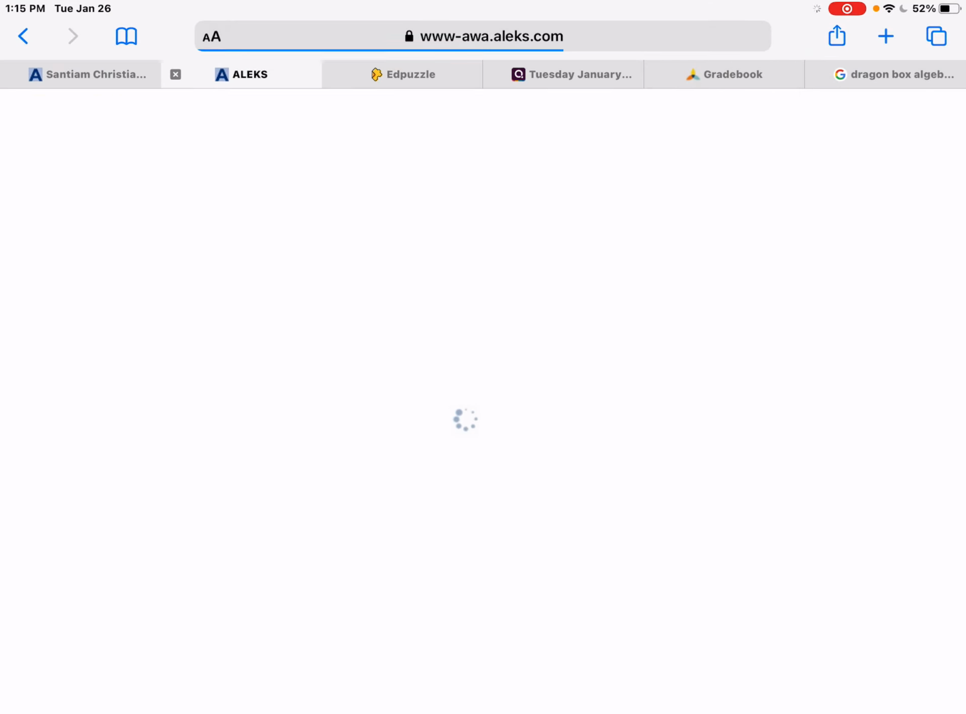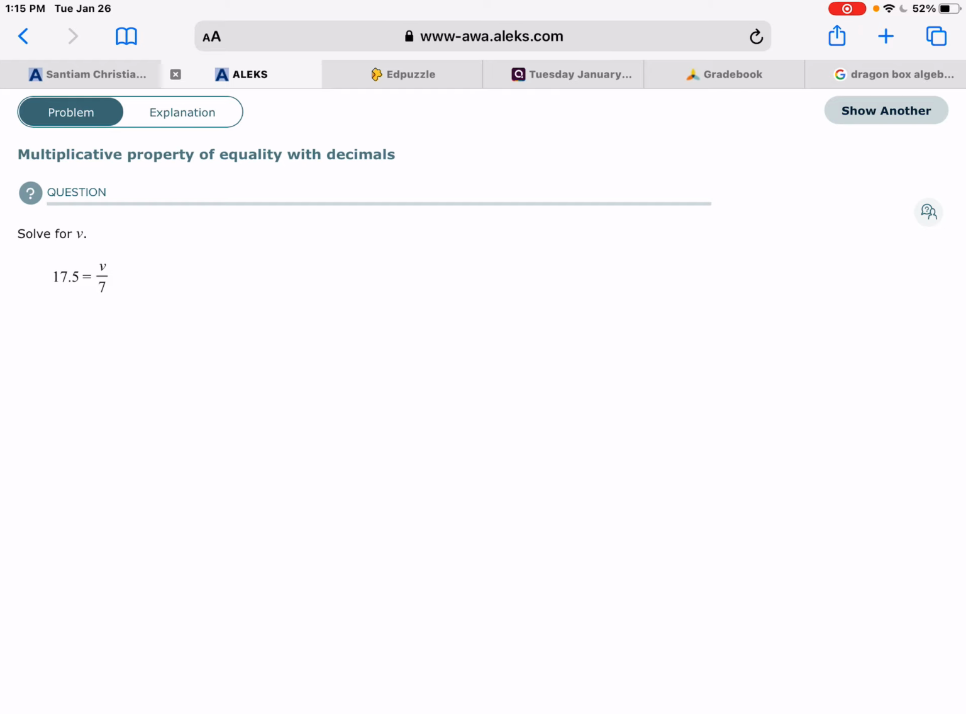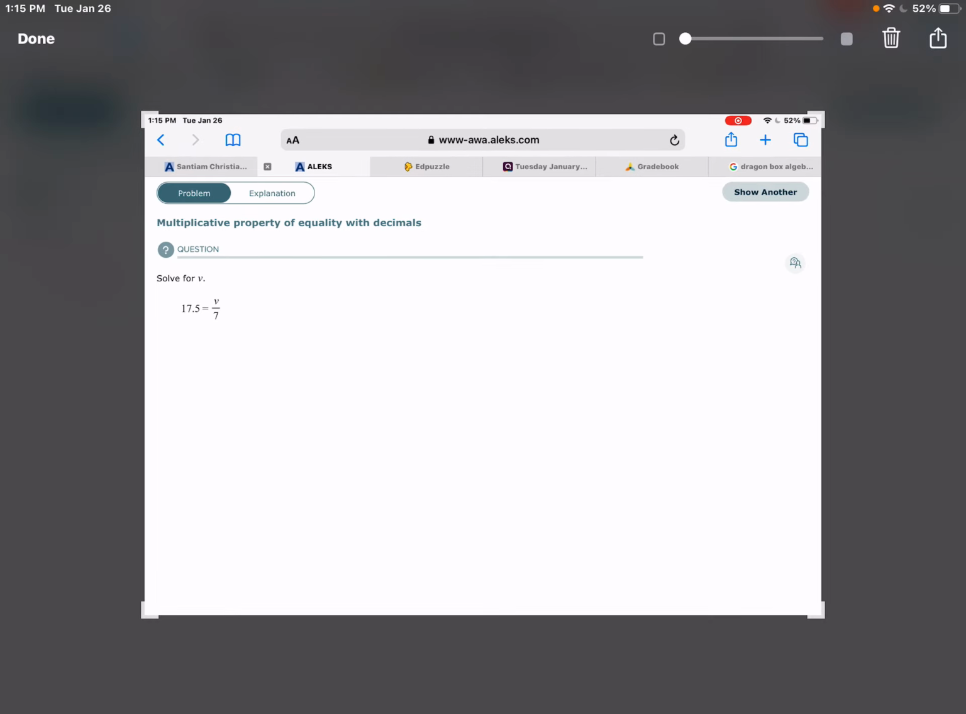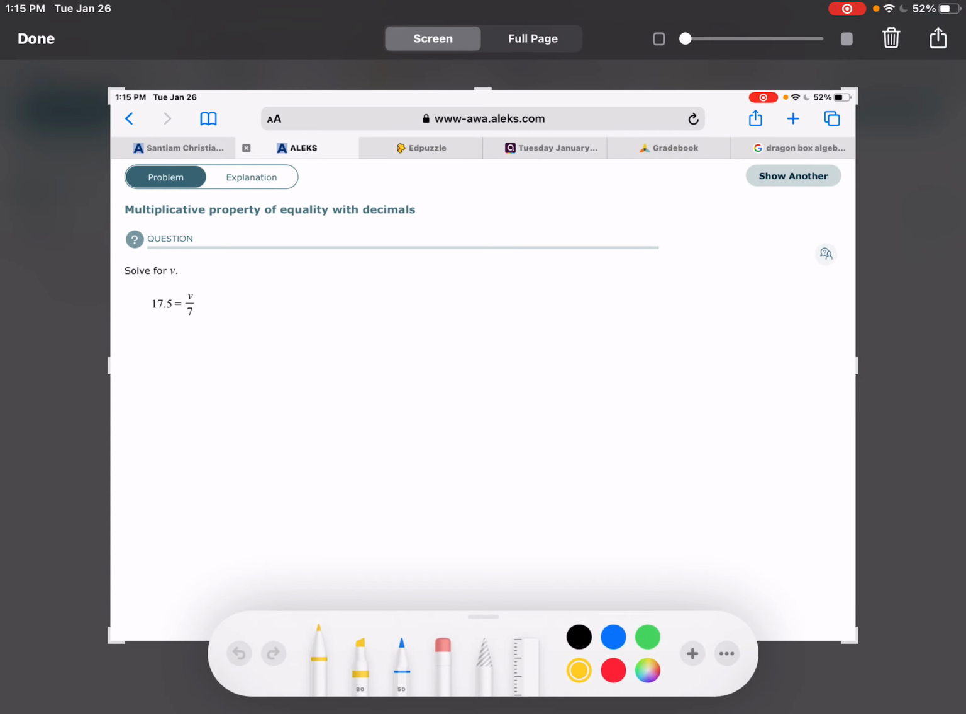I'm going to ask for another one here. And I have v divided by 7 equals 17.5. I just read that completely backwards, but that's fine. 17.5 equals v divided by 7. So think about your two sides of your equation. Keep your mind oriented to where your equal sign is. And over here I have v divided by 7.